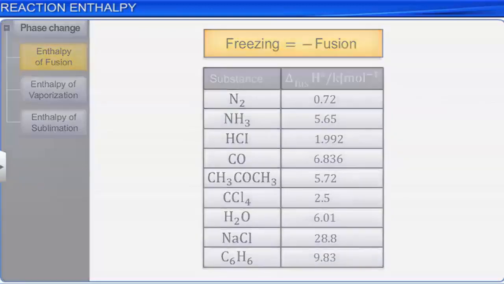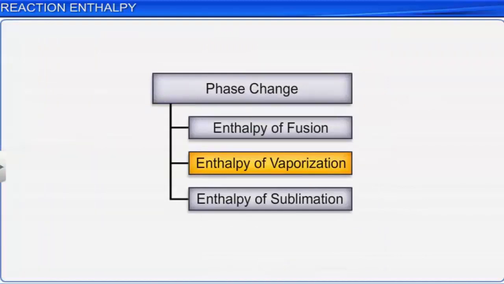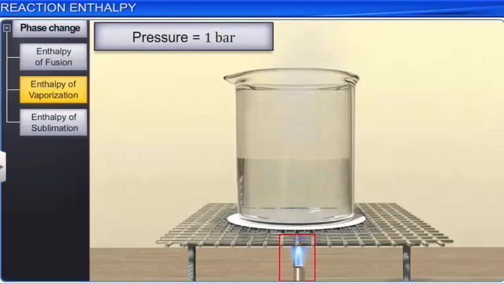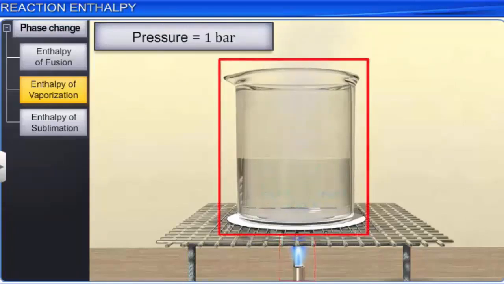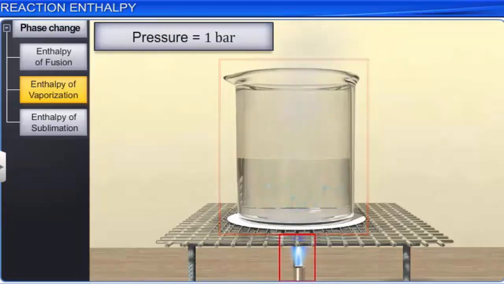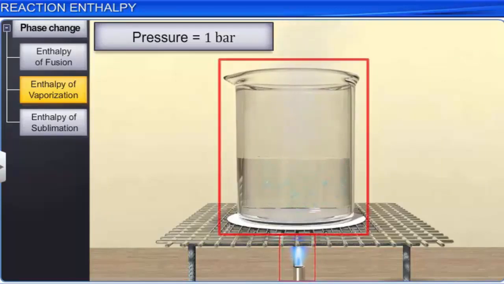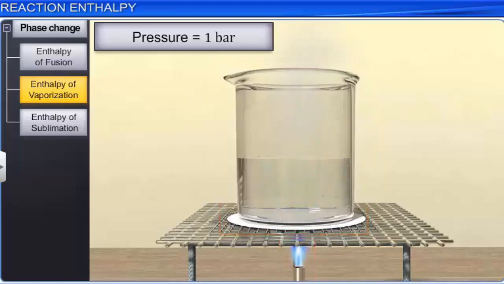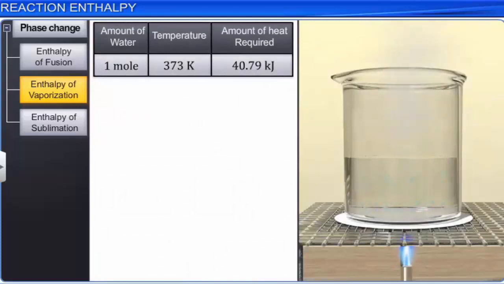Now let's look at the enthalpy of vaporization. The amount of heat required to convert 1 mole of a liquid into its vapor state at constant temperature and under standard pressure is called its standard enthalpy of vaporization or molar enthalpy of vaporization. For example, the amount of heat required to convert 1 mole of water into vapor at temperature 373 Kelvin is 40.79 kilojoules. Thus, the molar enthalpy of vaporization of water is +40.7 kilojoules per mole.